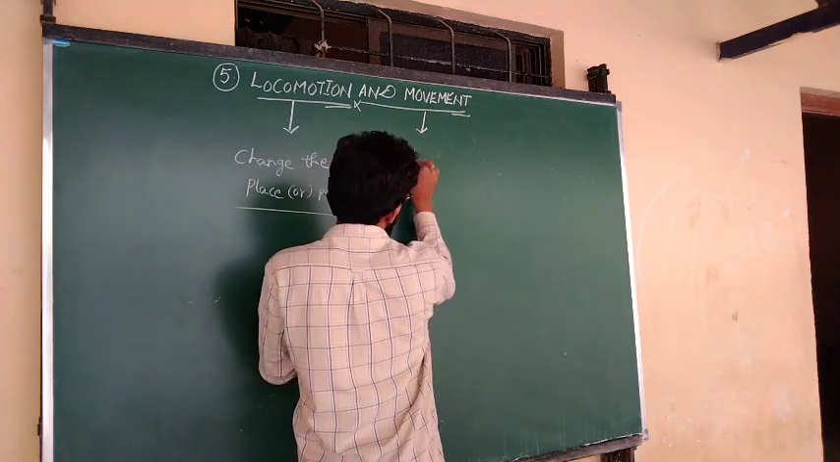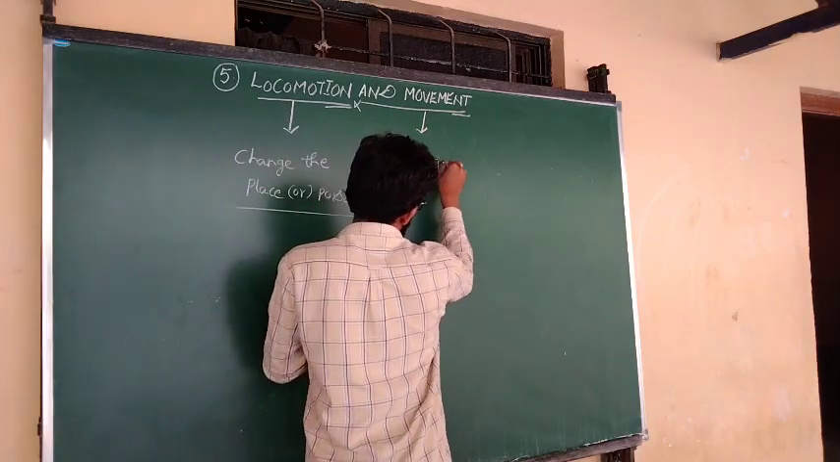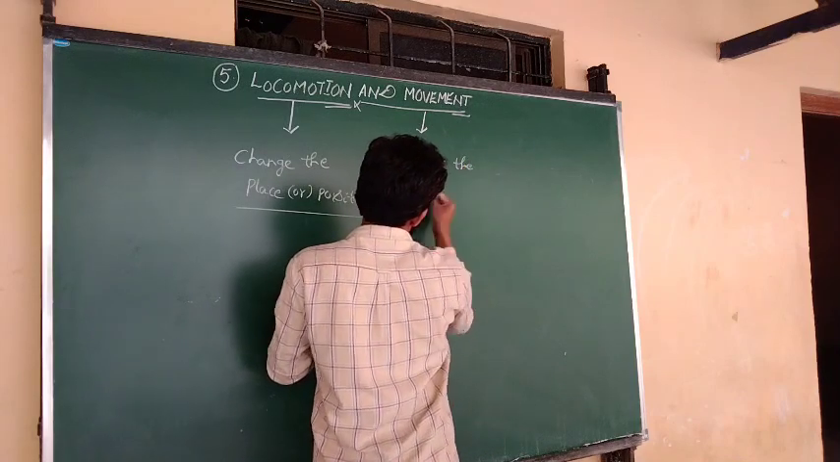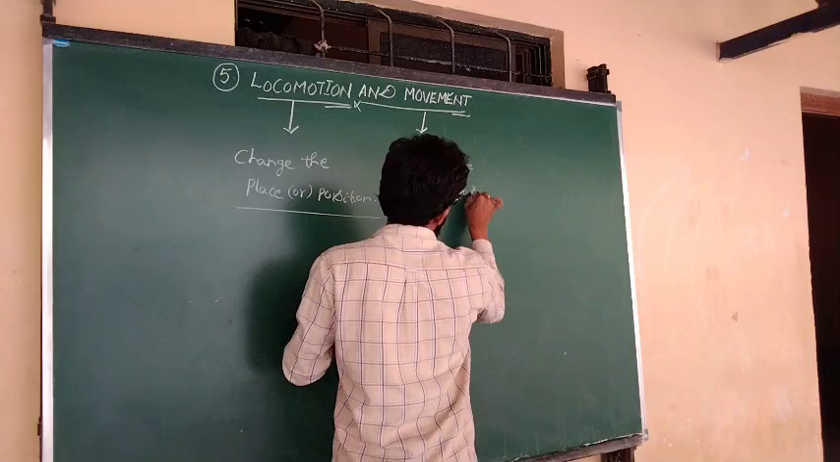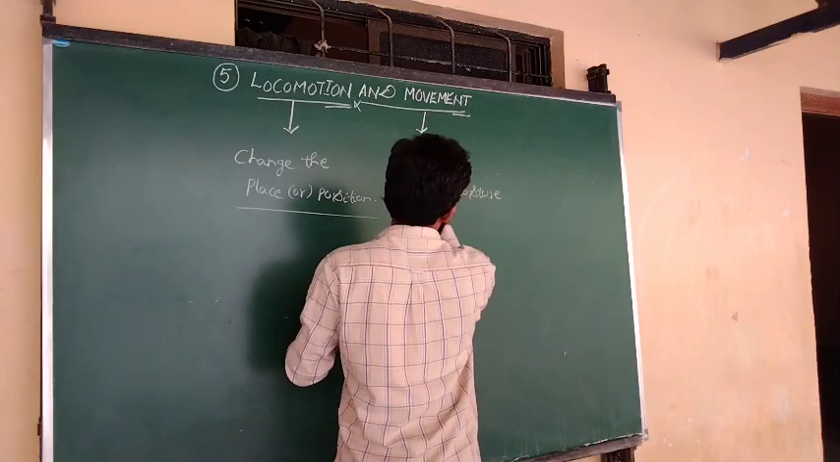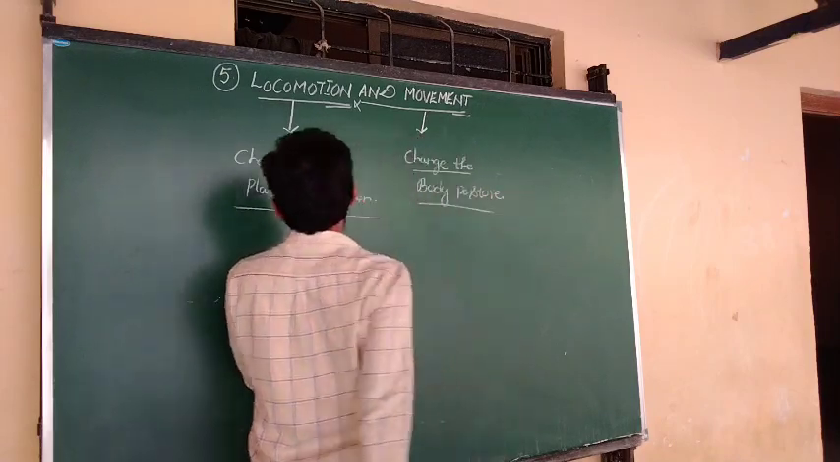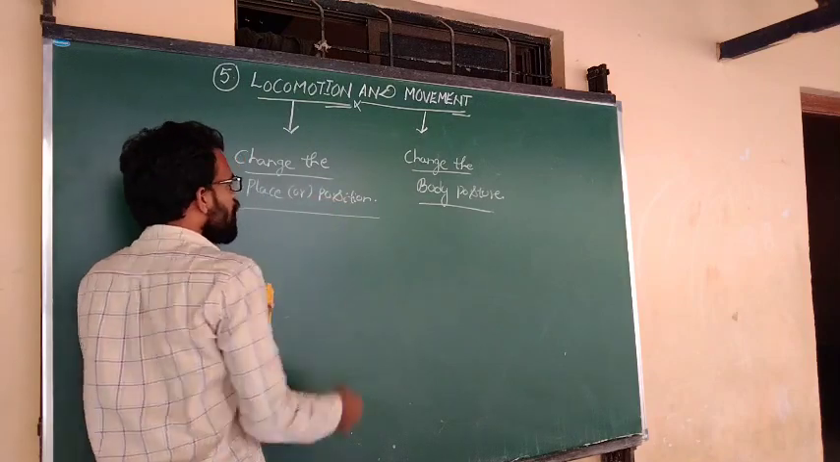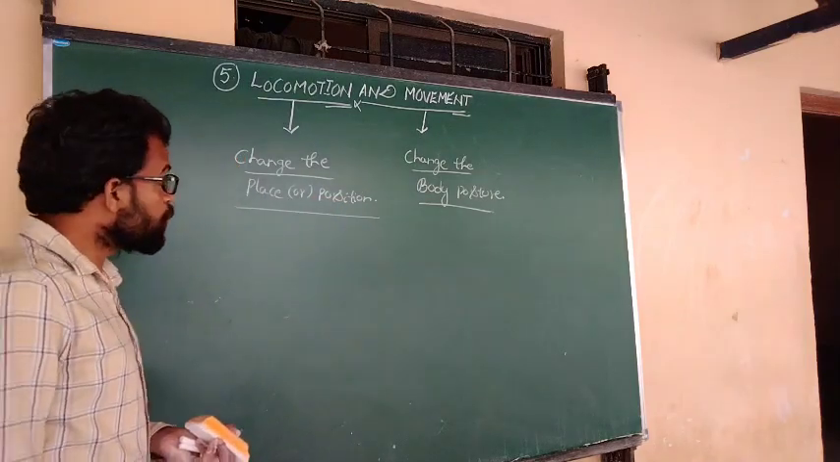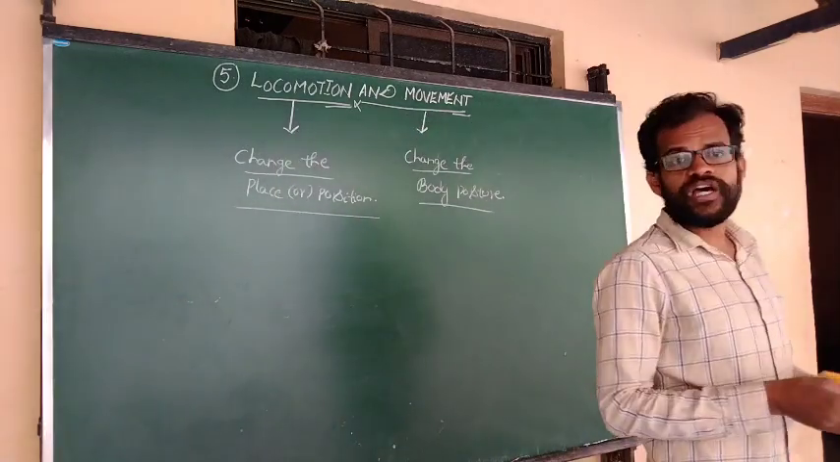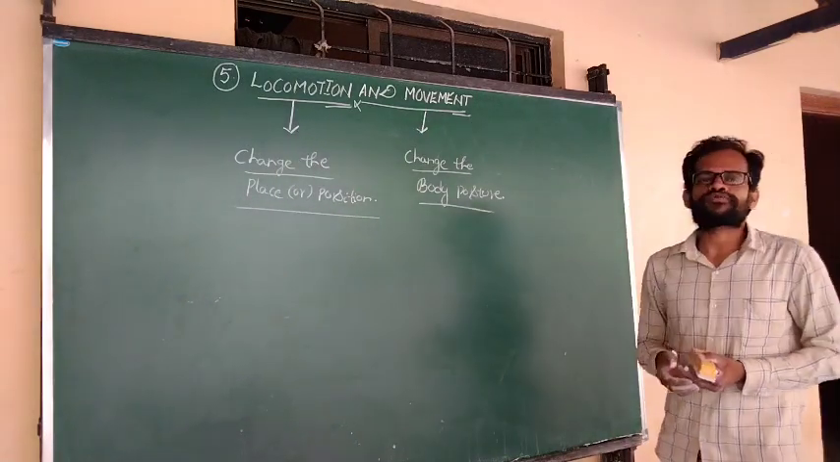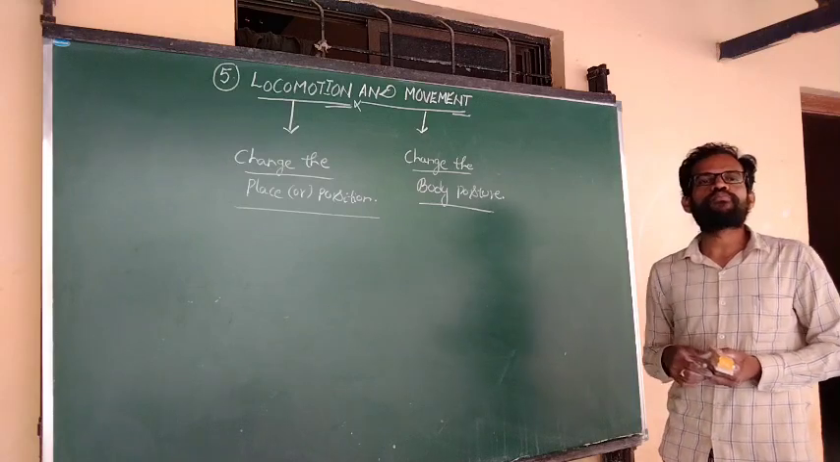Movement means change of body posture. Change of place or position is known as locomotion. Movement means change of body posture. It is known as movement.